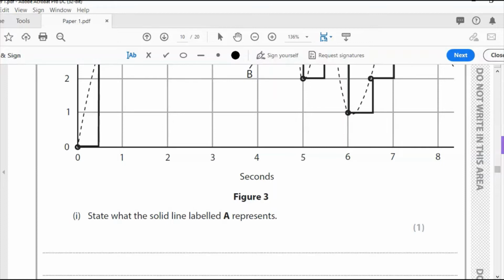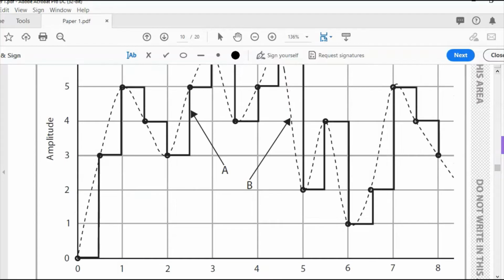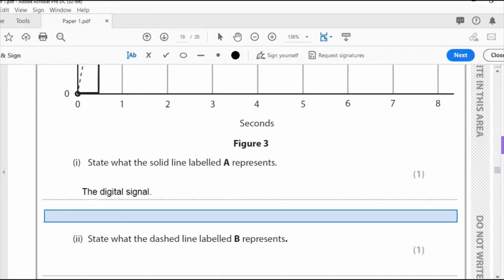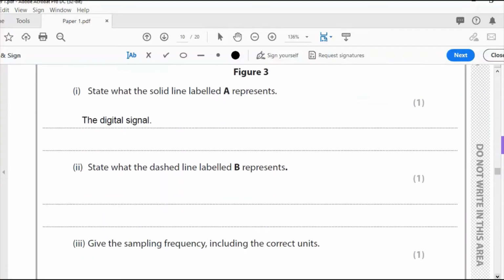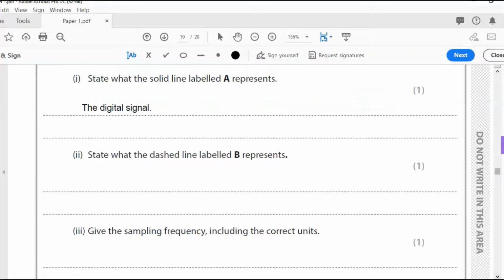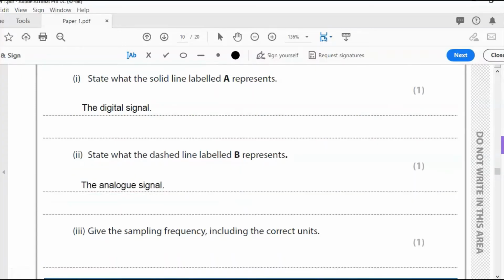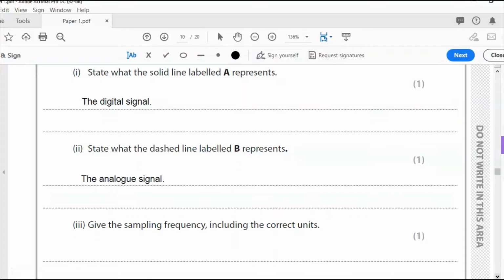So just be clear about that. Line A is the squared off line there, and that represents the digital signal. State what the dashed line B represents. That represents the analog signal. So the dashed line represents the analog signal.